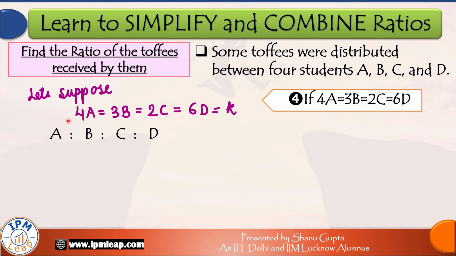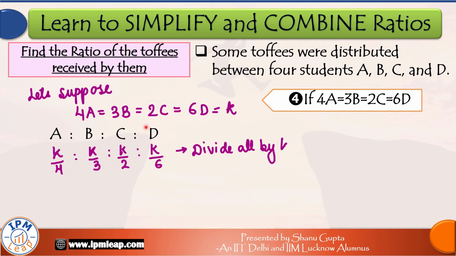So 4a is equal to k, a is equal to k by 4. I jot down the value of a in terms of k. 3b is equal to k, b is equal to k by 3. I write that value here. 2c is equal to k, c is equal to k by 2. I write that here. And 6d is equal to k, d is equal to k upon 6. I write that value of d here.